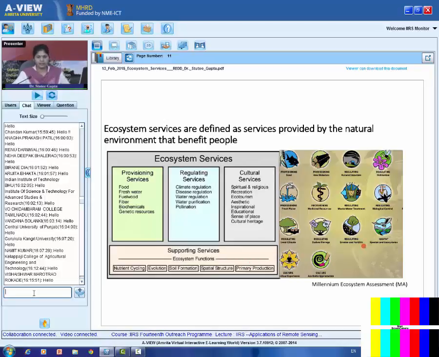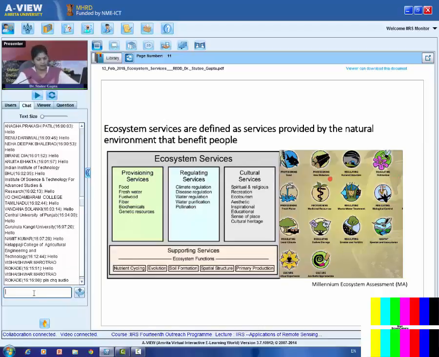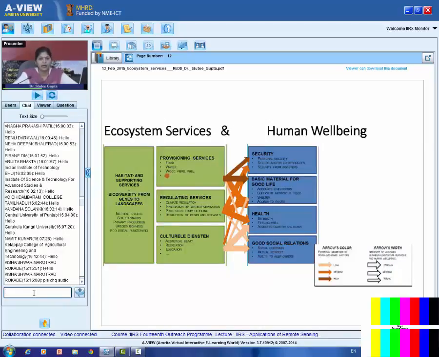Now given here are some pictorial representations of the various kinds of services mentioned here. Again, the ecosystem services I mentioned in my previous slide are directly related to human well-being. Some are related in a major way and others in a minor way, but yes, they are related to the well-being of humans, whether it is security, basic material for a good life, health, or good social relations.